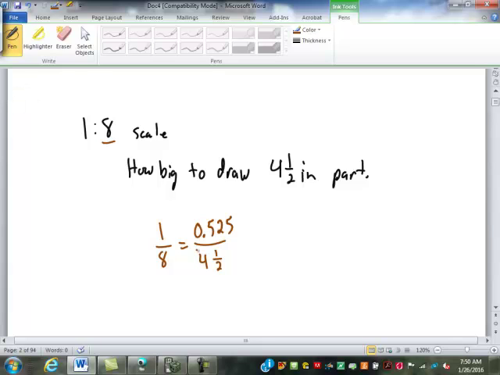0.525. 4.5 divided by 8, I got 2625, something like that. 0.5625. Okay, so 0.5625, otherwise known as 9/16. That's a pattern I figured out. The 16th. Good deal. You get your gold star for the day.